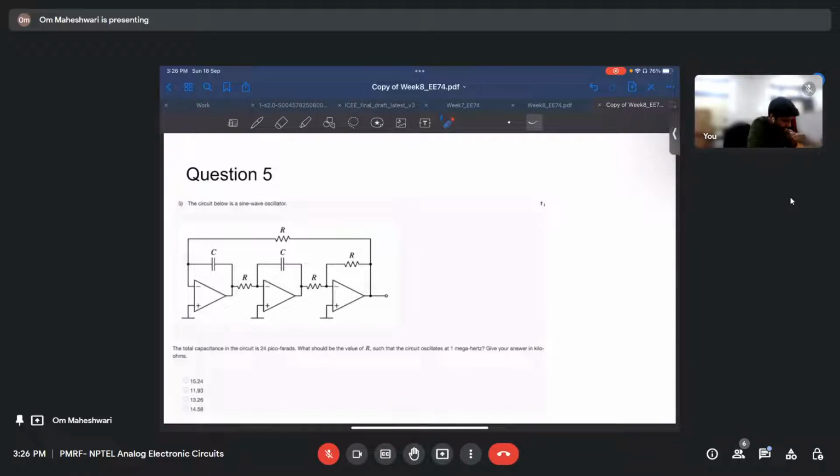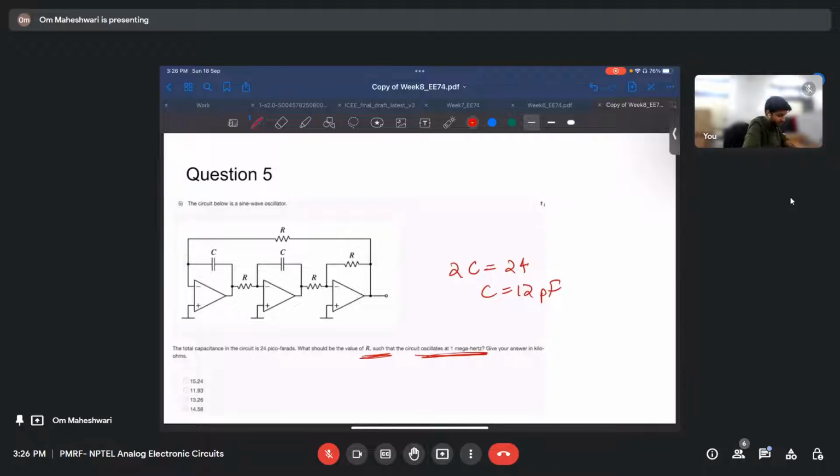So this is a sine wave oscillator. The total capacitance is 24 picofarad. That means 2C equals 24 and C is 12 picofarad. What is the value of R such that the circuit oscillates at 1 megahertz?